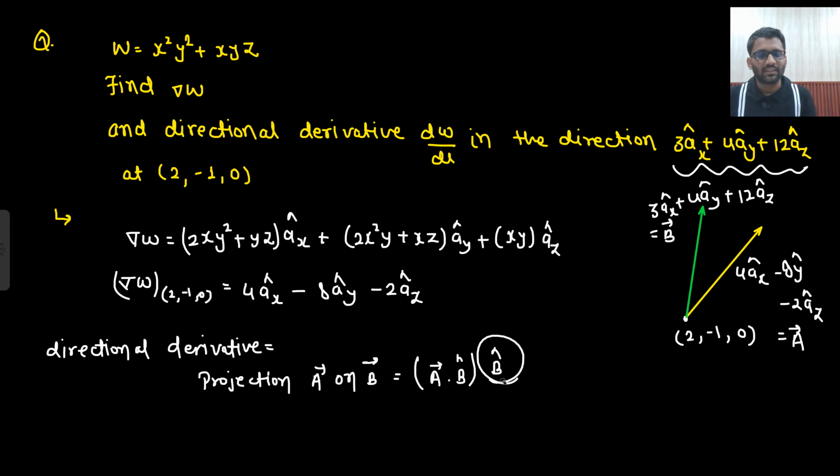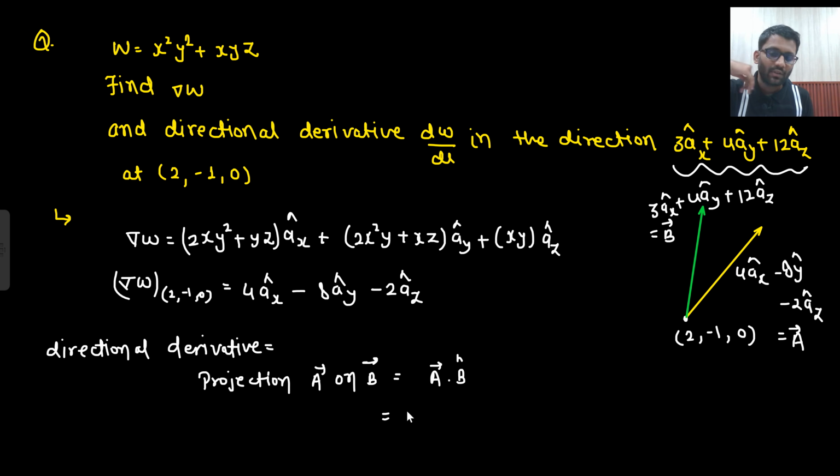But here I am just asking the scalar value. So you need to see the option. If in the option direction is mentioned, that means if you see ax cap, ay cap and az cap, then you will put B cap here. So this will be the magnitude and this will be the direction. Direction we know, we are certainly moving in the direction of B only. But for this question, we will only calculate the magnitude. So A vector dot B cap.